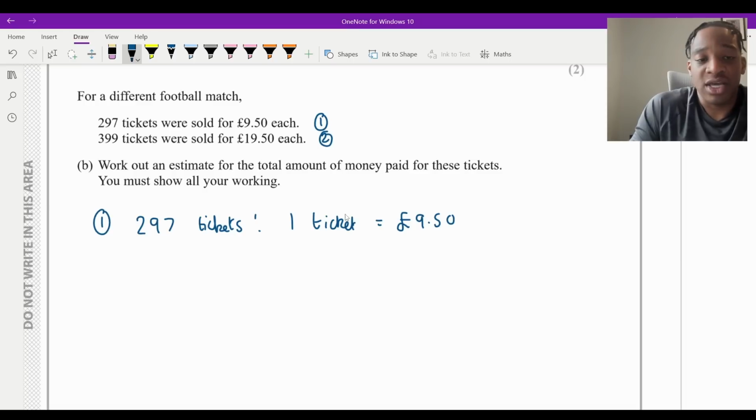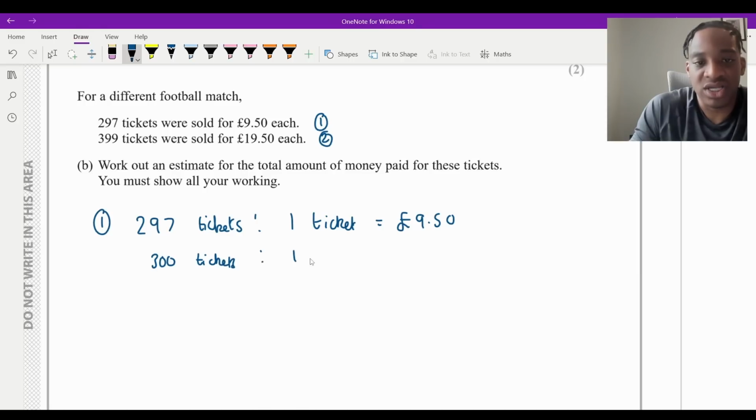What you want to do with this one is you want to round these values. Remember, this is a non-calculator paper. They don't want the actual answer. So you're going to round these to the nearest 100 here and the nearest 10, just to make it easier for yourself. So I'm going to round this to 300. So I'm going to write 300 tickets instead.